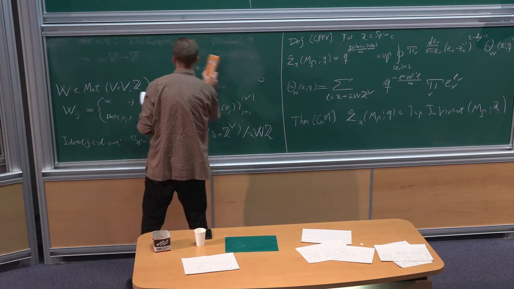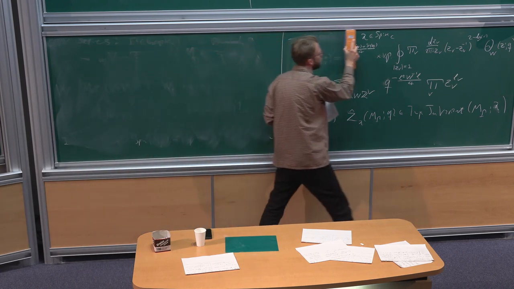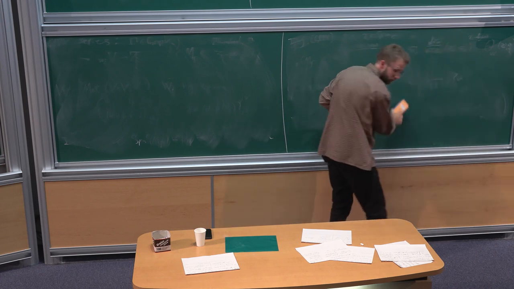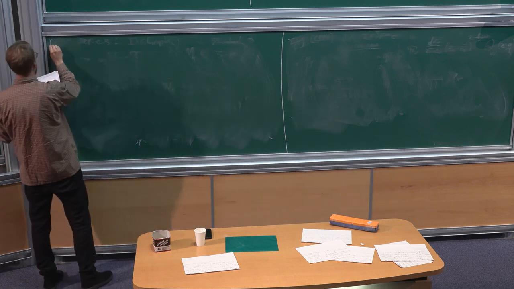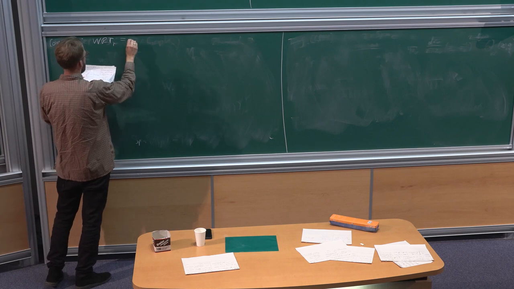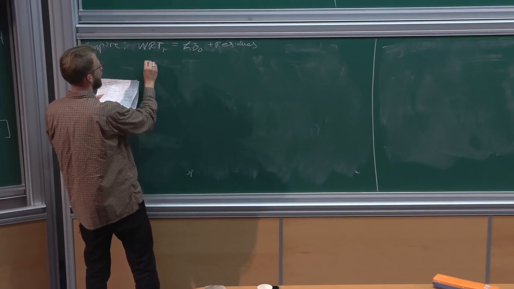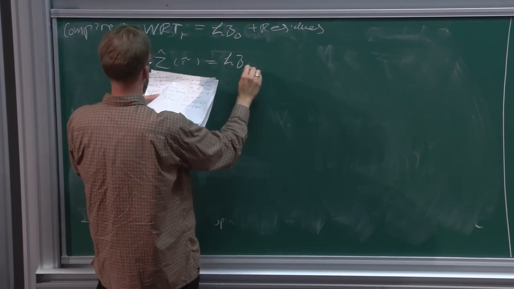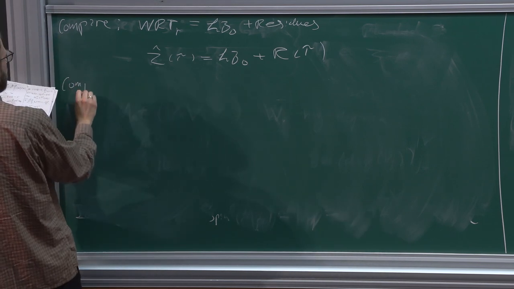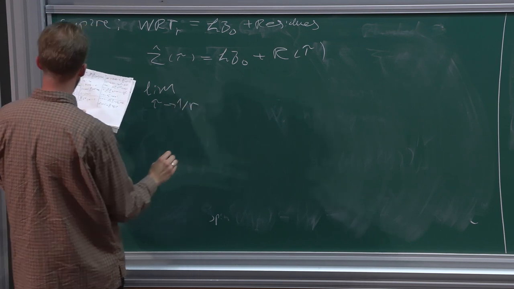Let us compute these residues. Again, the idea is to compare this WRT formula as a Laplace-Borel plus residues with the formula I just gave, Z-hat of tau as a Laplace-Borel plus this r of tau. Okay, so let's begin with computing the limit as tau tends to 1 over r of r tau.